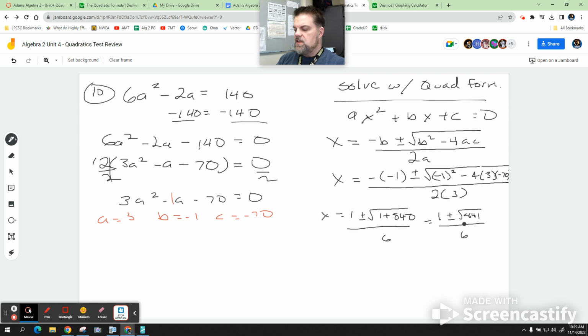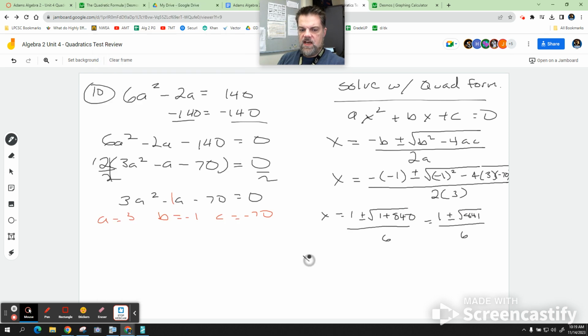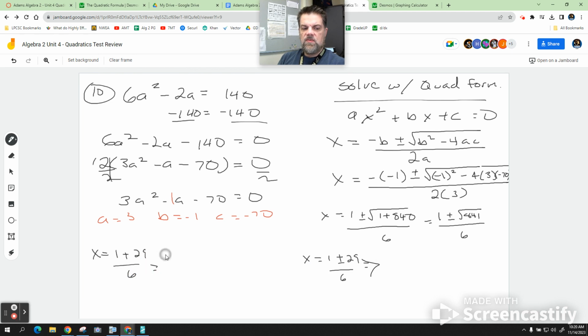Now, I'm not sure if you could take the square. I feel like that is a square. So let's see. The square root of 841, 29. So this becomes x equals 1 plus or minus 29 all over 6. So then I got to separate that. I'll just do it over here. I'm going to say x equals 1 plus 29 all over 6 is 30 over 6. What's 30 divided by 6? 5.